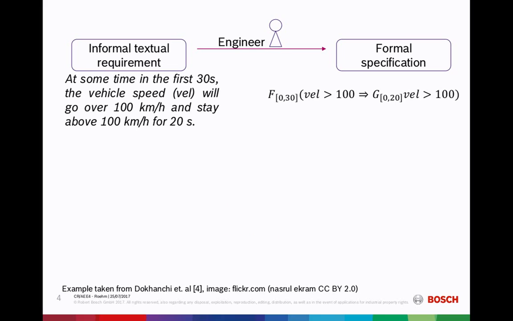So where does a formal specification typically come from? In our case, usually we have an informal textual requirement, and an engineer formalizes that into a formal specification that can be used for verification. Here I have one example: at some point in time in the first 30 seconds, the vehicle speed will go over 100 km per hour and then stay above the bound for 20 seconds. Now we can formalize that in an STL formula.